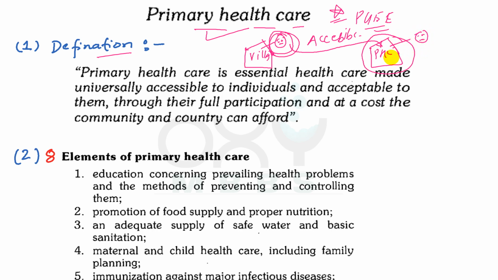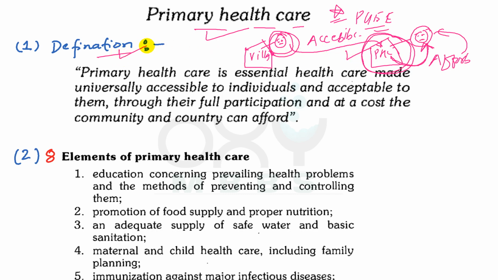Now as the patient comes to the PHC, the primary health center, whatever treatment is provided by the primary health center workers must be accepted by the individual. And whatever treatment is provided by the PHC to this individual must be affordable by this individual. And here in the primary health center, all the essential health care is provided.